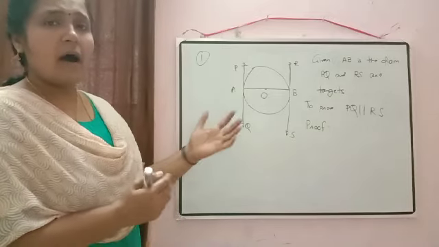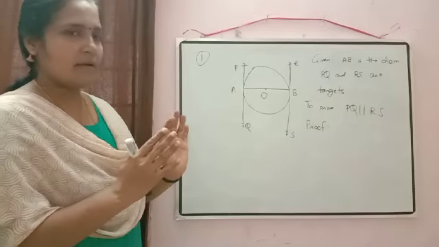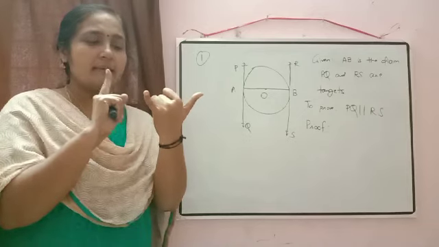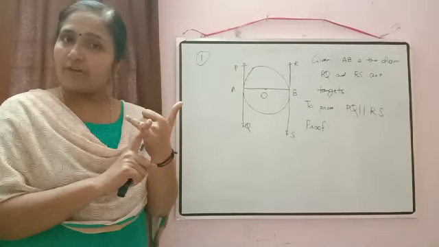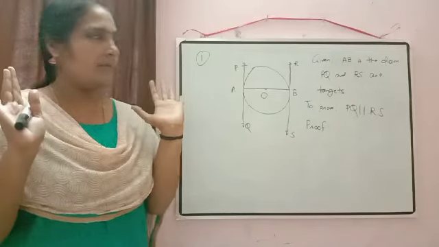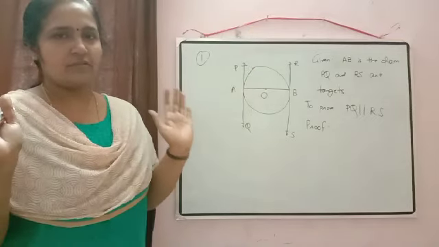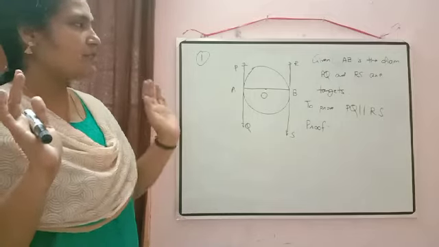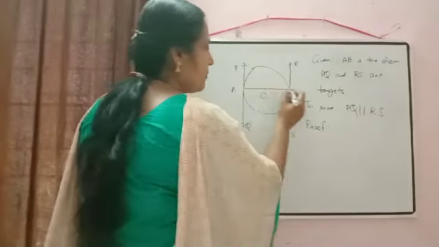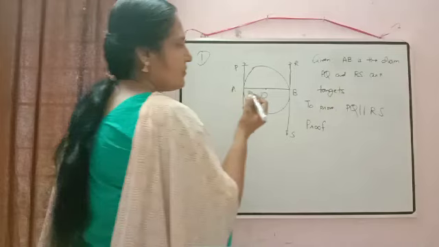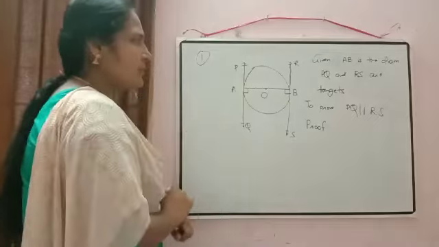Okay, so now we'll check how to do this question. What are the properties we know? We know only two properties. First, radius is perpendicular to the tangent, and second, lengths of tangents drawn from an external point to a circle are equal. But here two tangents are not drawn from an external point, so we cannot use that property. Only one property we can use: radius is perpendicular to the tangent. Here OB and OA are the radii, so obviously OB will be perpendicular to RS, and OA will be perpendicular to PQ.